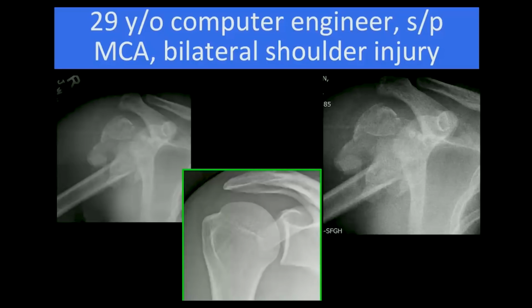I'm going to give you a totally different example at the other end of the spectrum. This is a 29-year-old computer engineer after a motorcycle accident, with a bilateral shoulder injury.